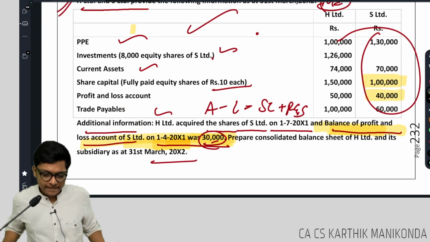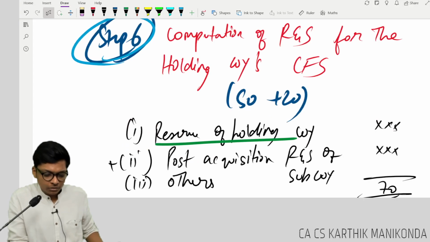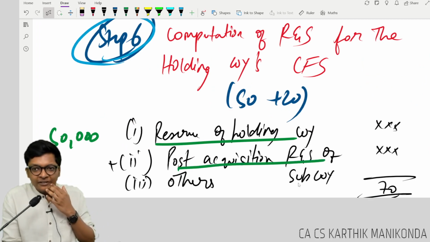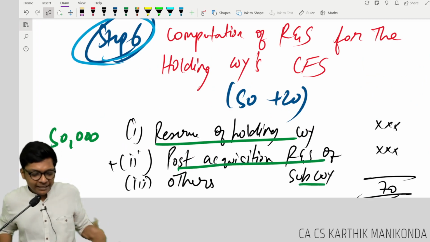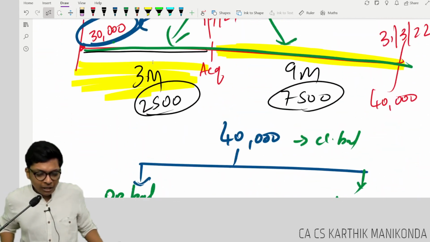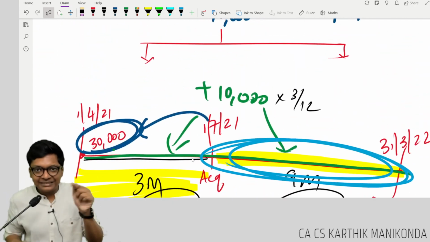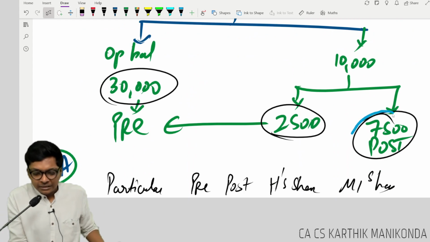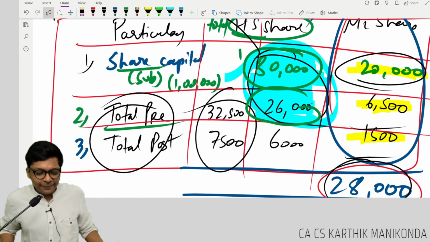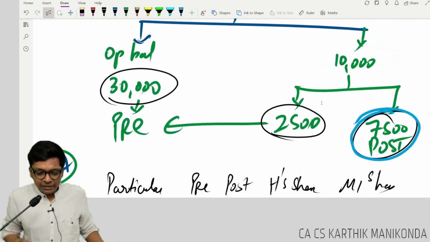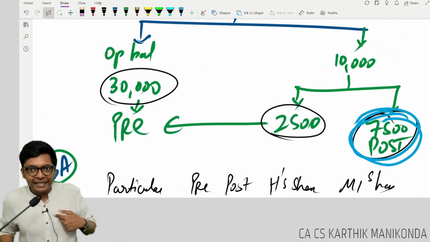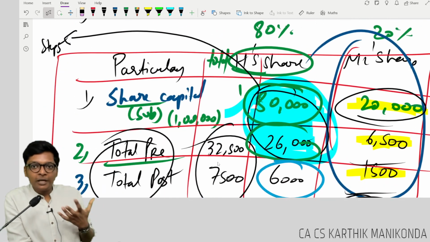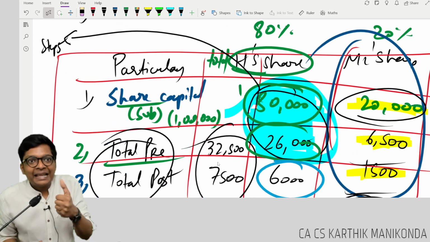How much, guys? 50,000, correct? So I will write 50,000 plus post acquisition reserves of subsidiary. That means what I earned over the last 9 months. Did I compute already, guys? Yes. Where is it? 7,500. Is it there in my table? Yes. So total post is 7,500, but what belongs to me is only 6,000. So come to my table and take 6,000. Are you following? Total post is 7,500, but mine is only 6,000.